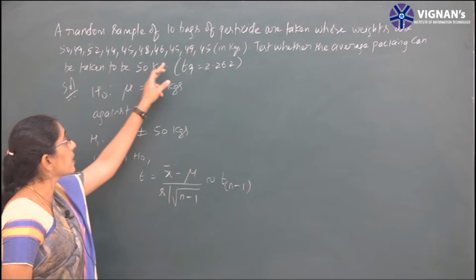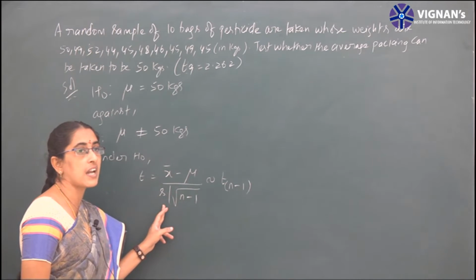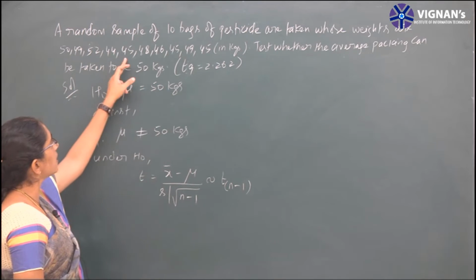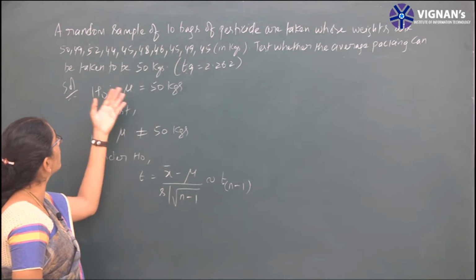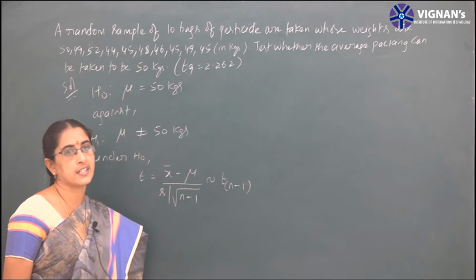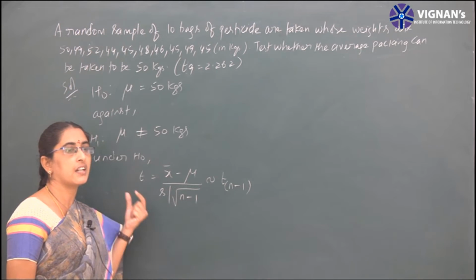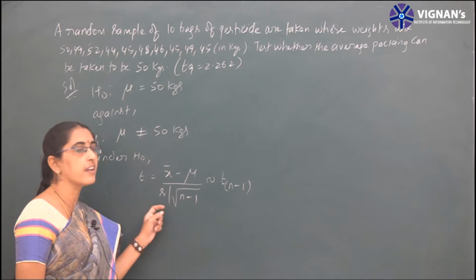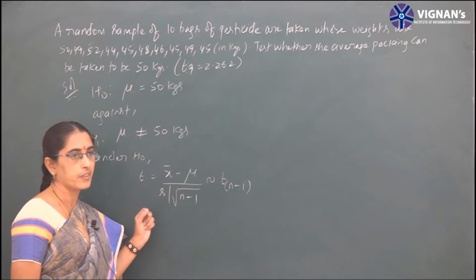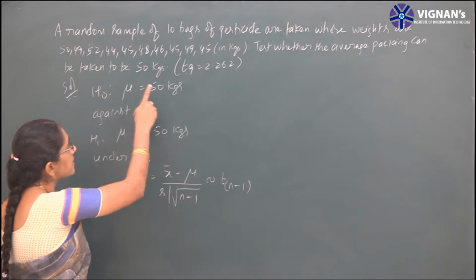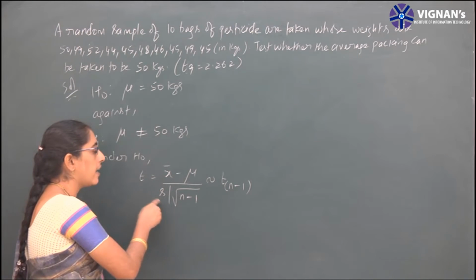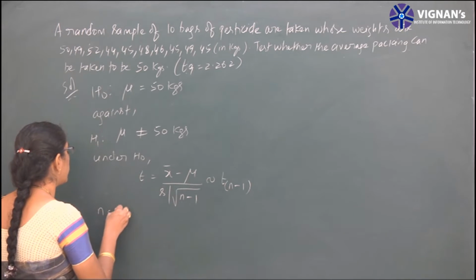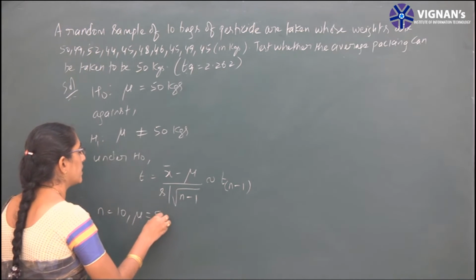Now here the individual observations are given. Then we have to use the test statistic with small s, because the observations can be repeated also. If you see here, 45 is repeated twice and 49 is repeated twice. Whenever the observations are repeated and they are independent samples, we have to use the test statistic x bar minus mu by small s by root over n minus 1. Now for these samples we have to obtain the value of x bar and small s, which can be obtained using the calculator. The sample size is 10 and the mu value is 50.